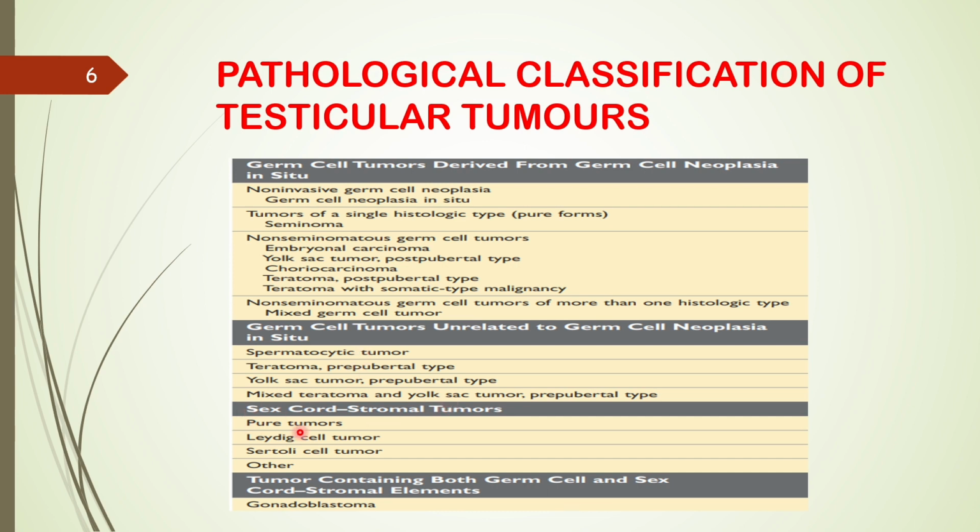While which are the sex cord stromal tumors? So the sex cord stromal tumor is derived from sex cord stromal cells, that are the Sertoli cells and Leydig cells. Now the tumor that contains both germ cells as well as sex cord stromal cells is the gonadoblastoma. So basically we have three categories: germ cell tumor, sex cord stromal tumor, and gonadoblastoma. We will discuss in detail each tumor one by one.